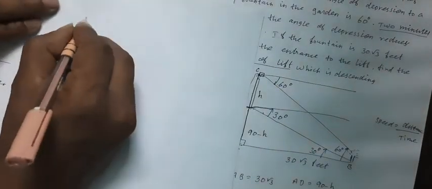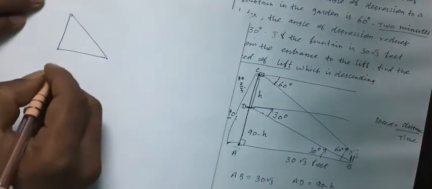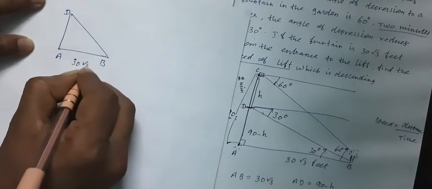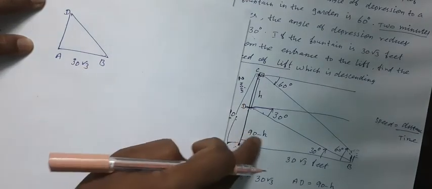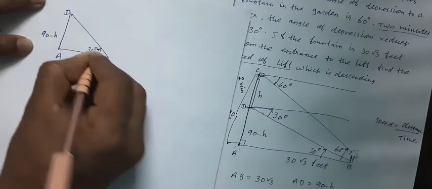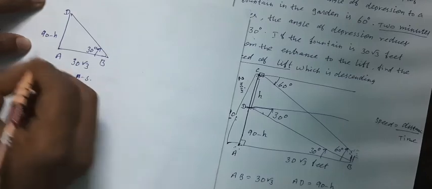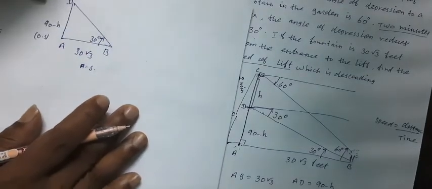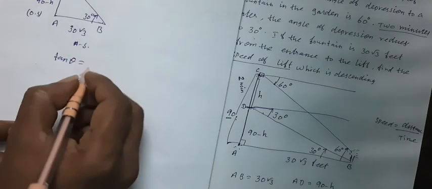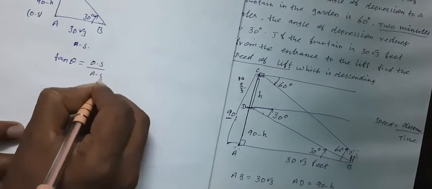So now I can take that triangle ABD. So right angle triangle ABD. AB they given 30 root 3 and AD 90 minus H. Angle is 30 degree. So this is adjacent side and this one is opposite side, right? So we can use the formula for tan theta. Tan theta is equal to opposite side by adjacent side.